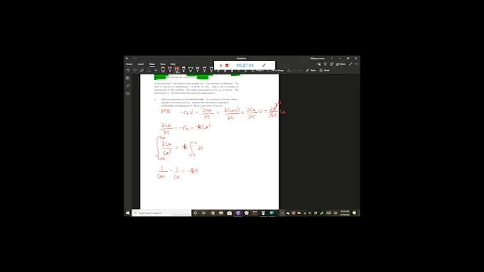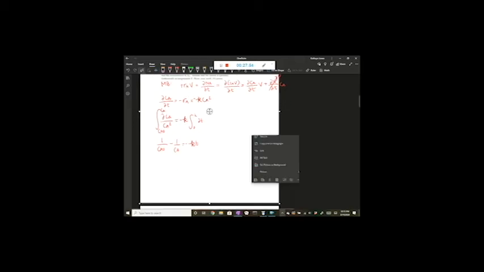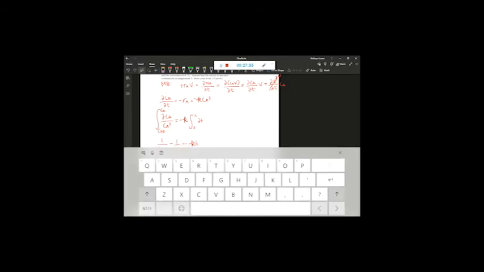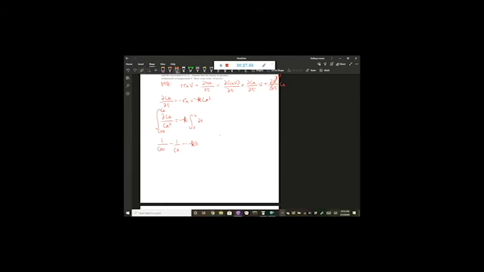I dropped a negative sign. This should be positive. This should be negative. Excuse my bad math. Now from here, let's plug in CA is equal to CA naught times 1 minus XA. So we end up with 1 over CA naught minus 1 over CA naught times 1 minus XA is equal to negative KT.